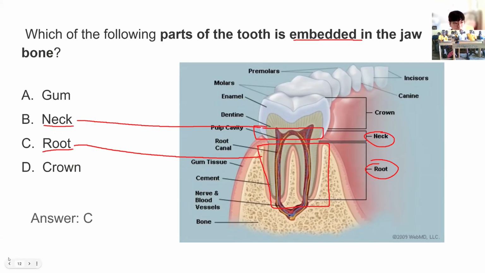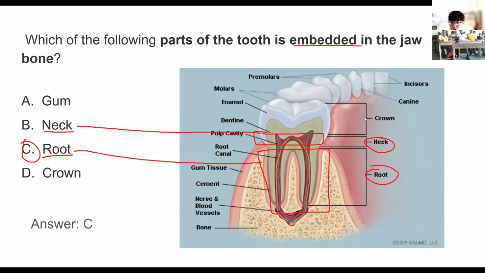If you look at the structure, the crown is what's on the very top. You can think about a person wearing a crown, and it's on the very top. And then the neck is in the middle. It's over here. That's the neck. And then the root is what is embedded in the jaw. So this whole root part is in the jaw. That's why the answer is C, root. Great job.